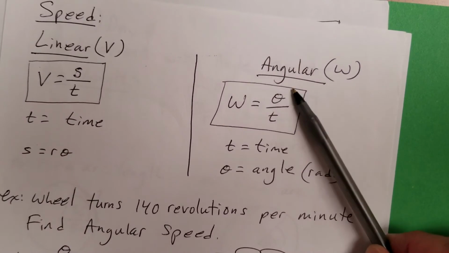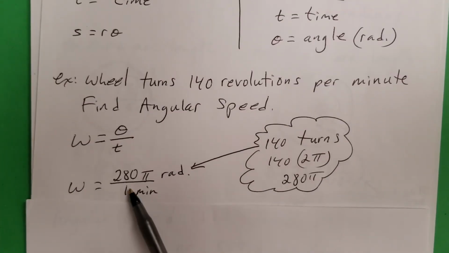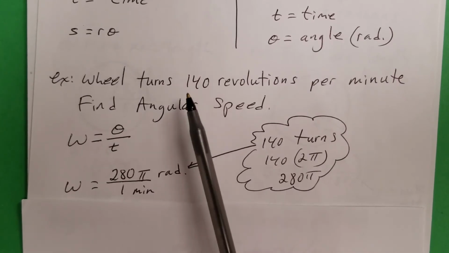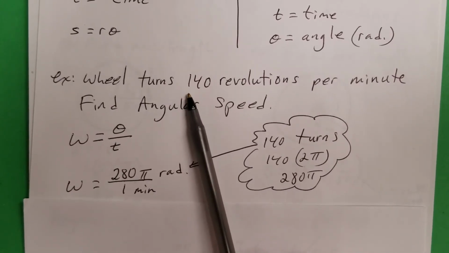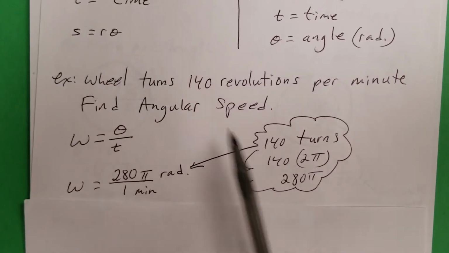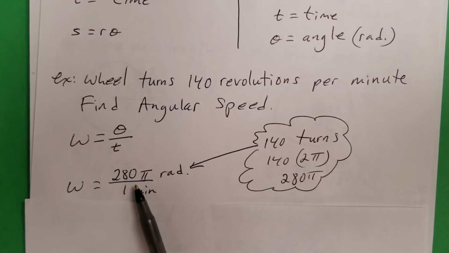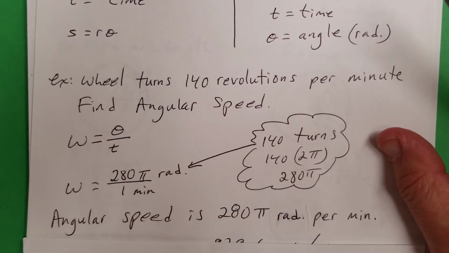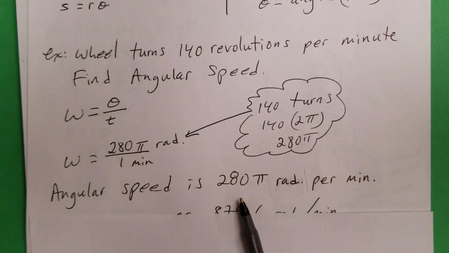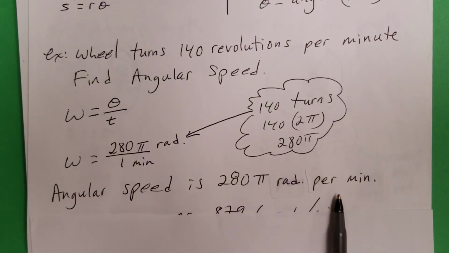Angle over t. What kind of angle is that? Well, remember, it's 140 circles. One circle is 2 pi, but we have 140 circles. So 140 times 2 pi is 280 pi. I'm done. Just write it nicely. The angular speed is 280 pi radians per minute.